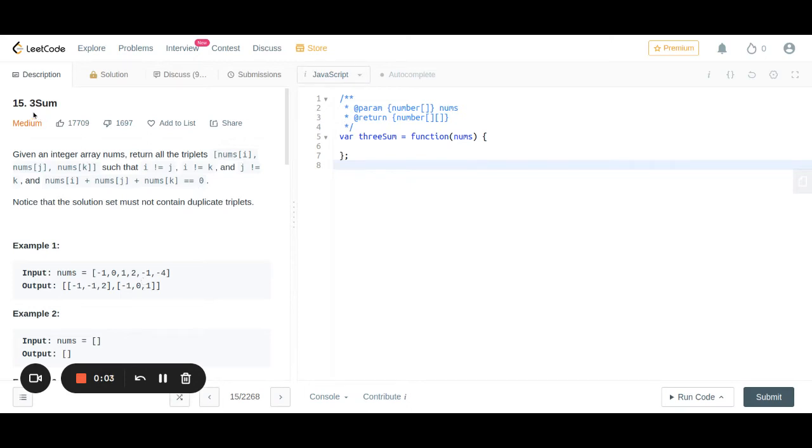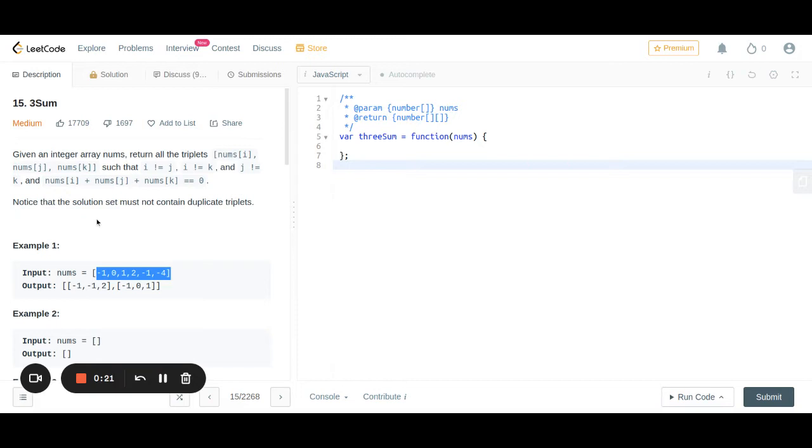So today we are going to solve LeetCode problem number 15, three sum. The problem is that we have to find three numbers whose indices are not the same. The index should be different for each. So we have to find three numbers from this array, and the sum should be zero. The numbers can be negative.